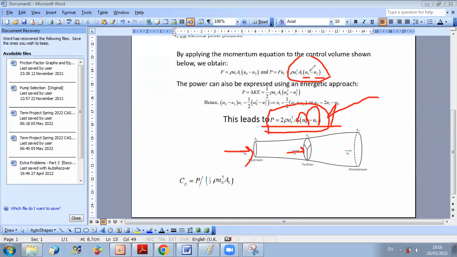Is this formula for P wind or P extracted? Extracted. This is the extracted power.